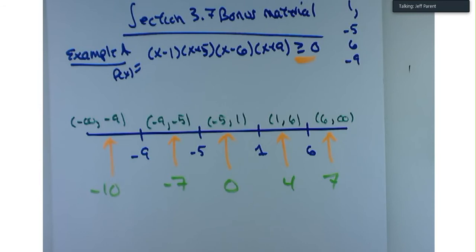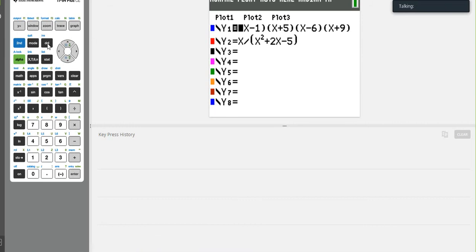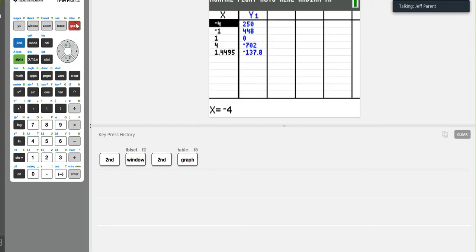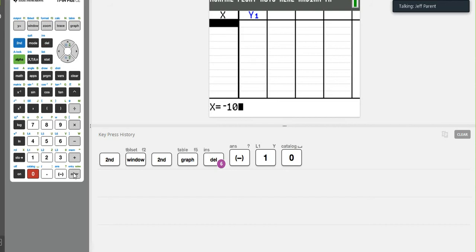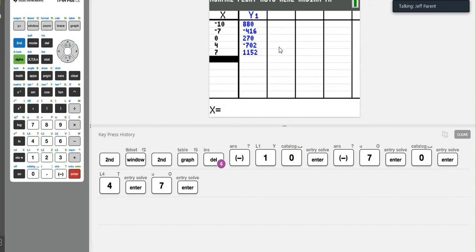I happen to have this one already plugged into my graphing calculator. So here it is here. As a reminder, you want table setup like we always do to ask. So you hit second and window, make sure this is at ask, dependent is at auto, and you hit second and then the graph key. If there's some stuff here, you can get rid of that, but we're going to do our own table. We're going to plug in your suggestions for our test points: negative 10, negative 7, 0, 4, and 7.